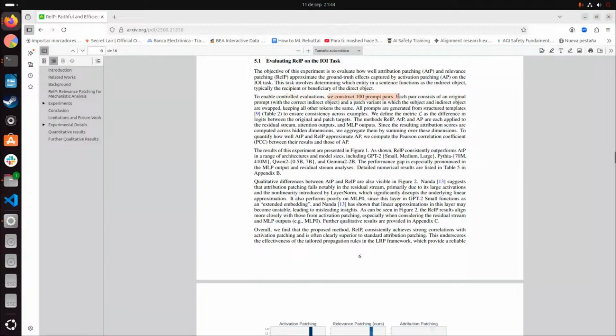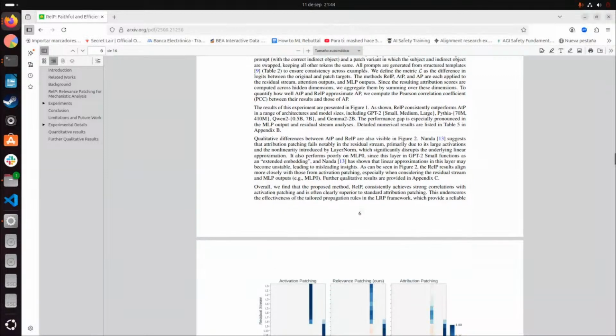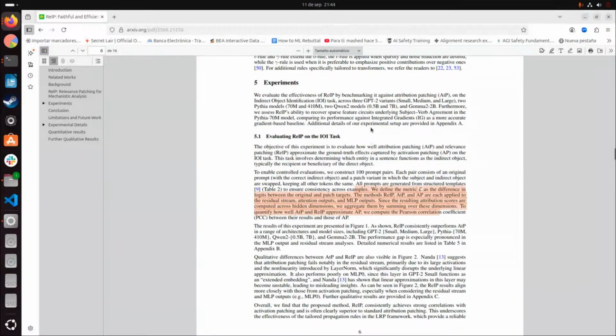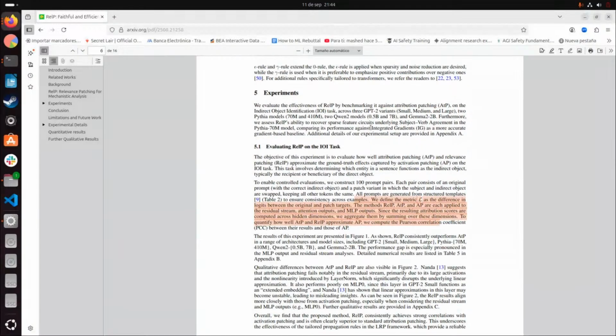Control so handle compliance. Each pair consists of an original prompt. Yeah, this is just the typical elements. Also, it makes sense.